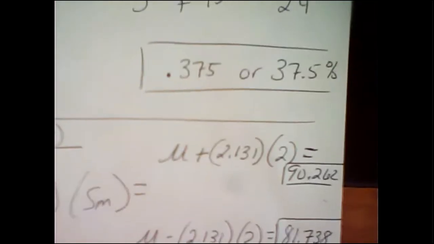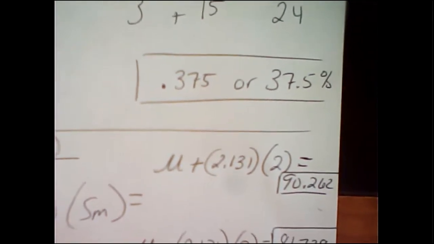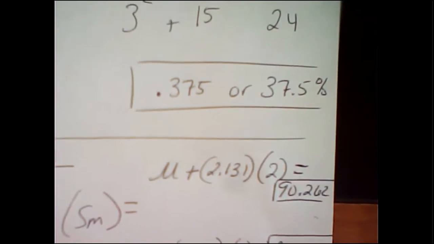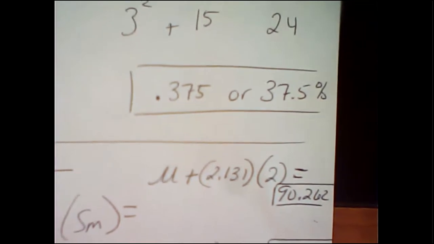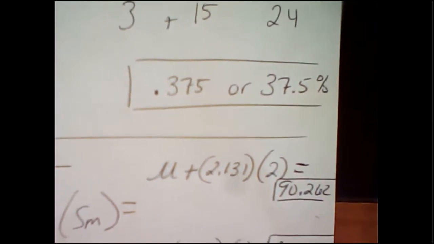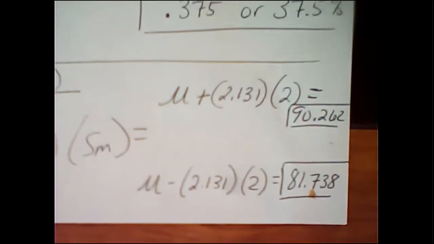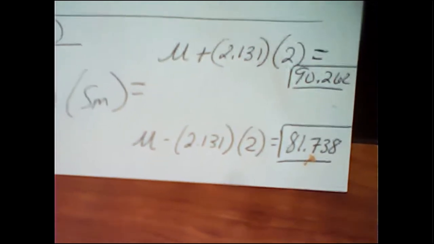Up top, I've done the mean of 80 plus 2.131, that's t-critical, times the error 2, and I get a value of 90.262. That's the upper limit of my confidence interval. What's my lower limit? Okay, an eraser on here, see if I can get that off. Okay, the lower limit is going to be 80 minus 2.131 times 2, 81.738.